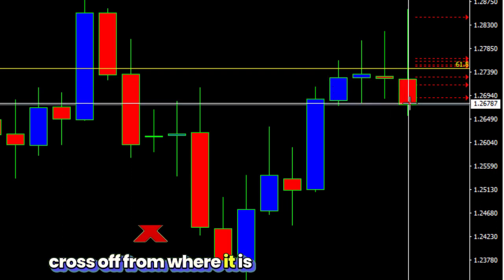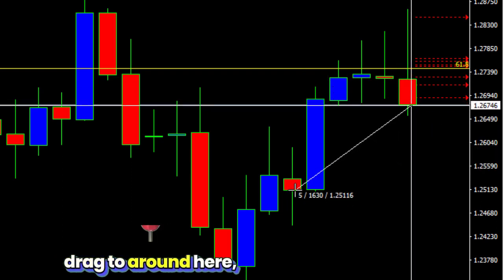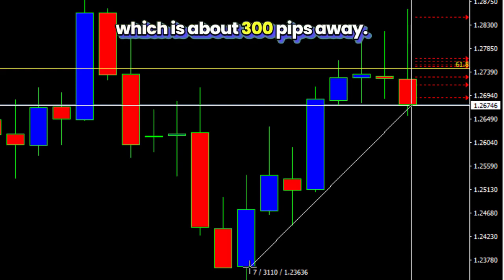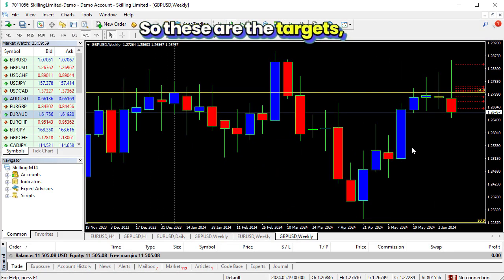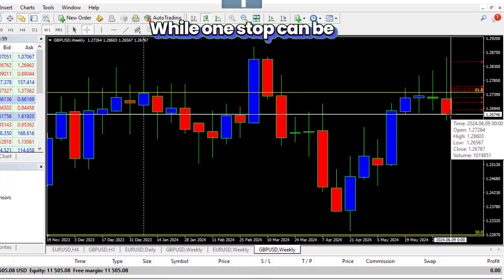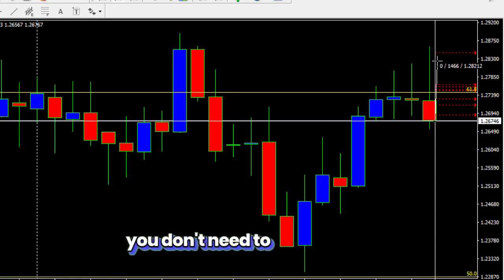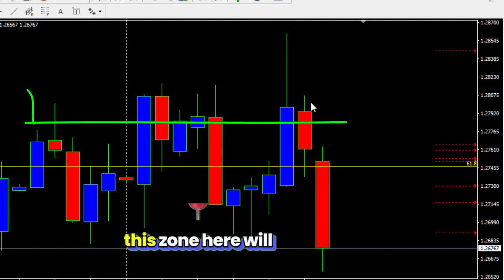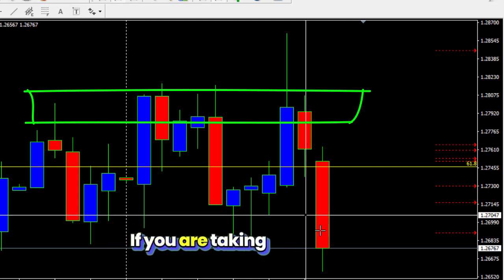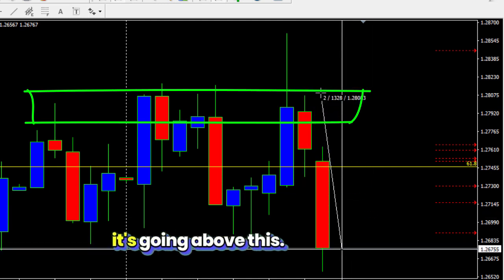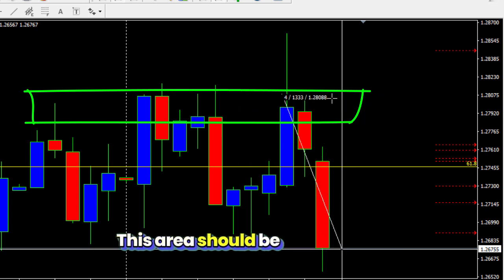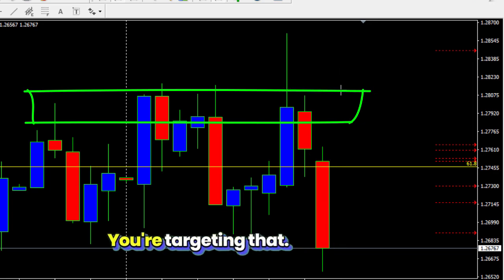If you take your cursor from where it is right now and drag to around here, that's 163 pips. So I think this should be a reasonable first target, maybe before the next one, which is about 300 pips away. So these are the potential targets, while one's stop can be around the recent high. In fact, you don't need to even go that high. Let me go to the daily chart and look at what will be reasonable. I think this zone here will be a reasonable stop if you are taking that from where it is right now. It's going above this, which is about 130 something pips. At least this area should be a reasonable stop for it while you're targeting that low.